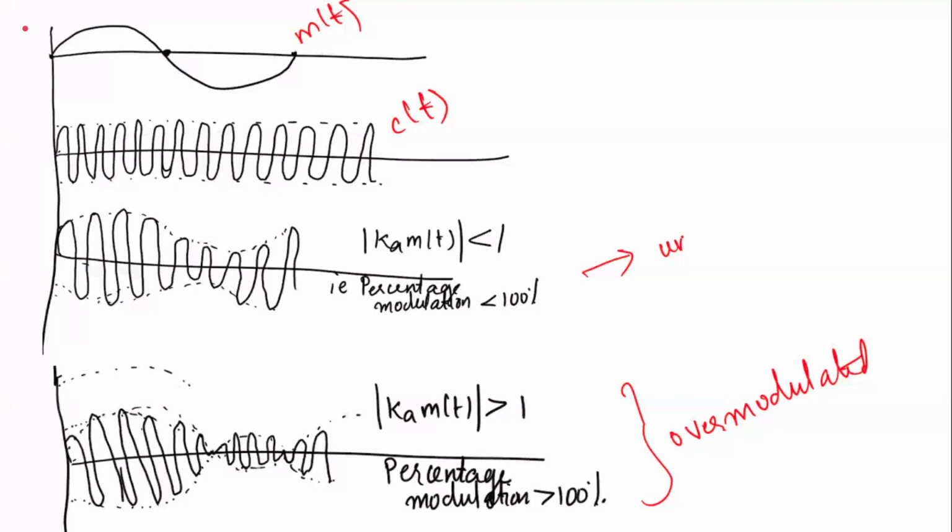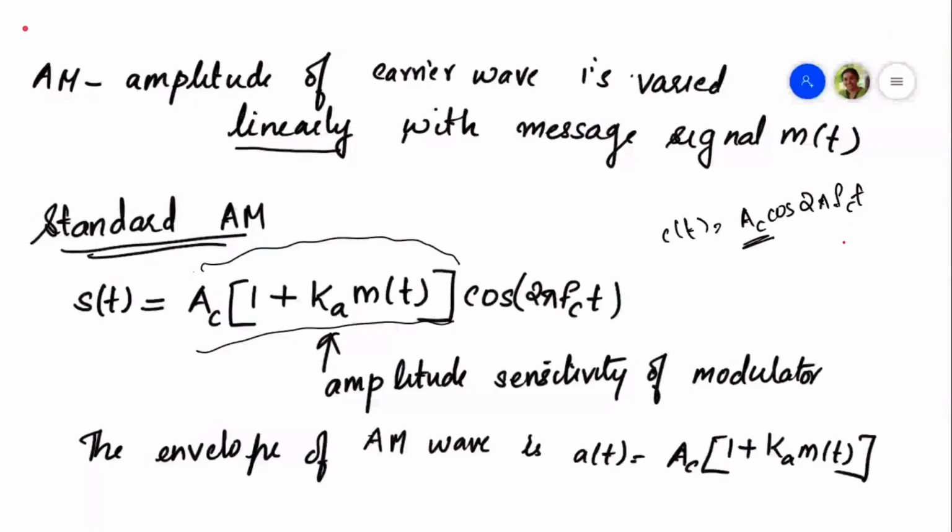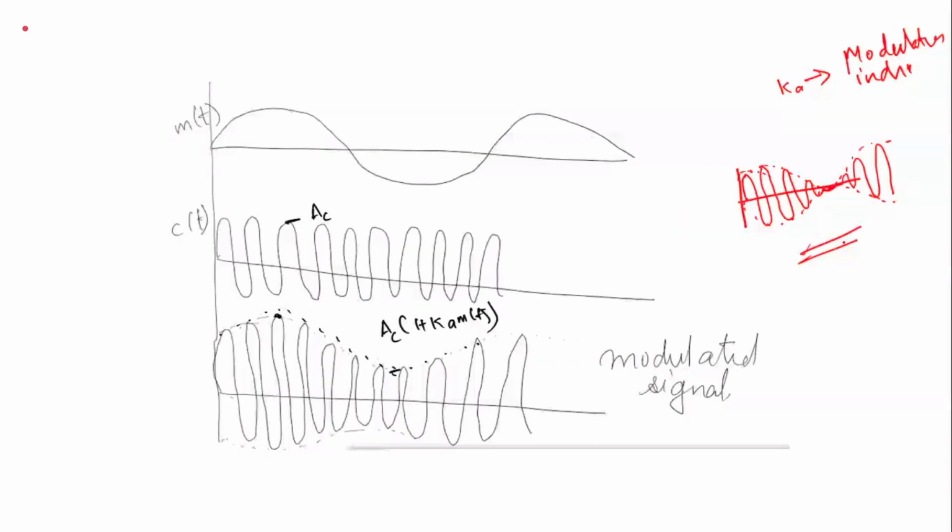Ma'am, could you go through that once again? Your voice broke a bit. So he asked me what is the significance of this Ka. We call it the amplitude sensitivity of a modulator, and I am telling that this Ka will be influencing a parameter known as modulation index.